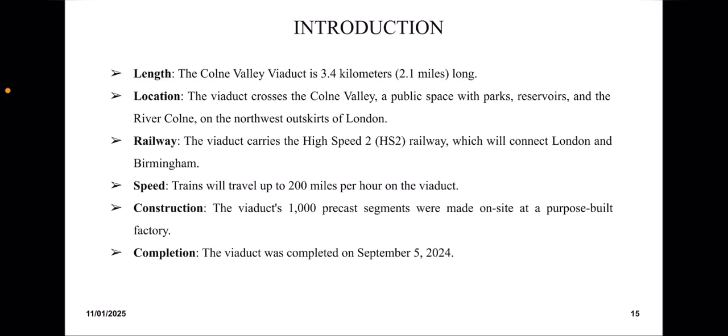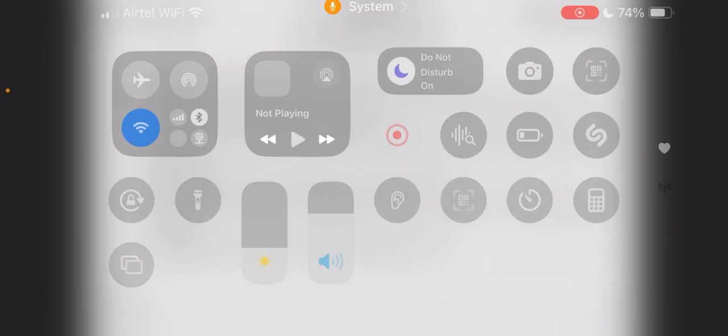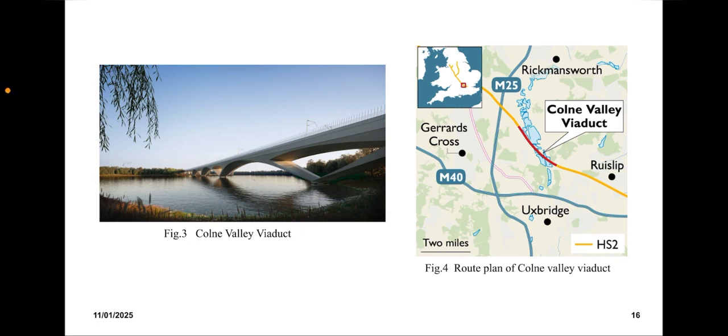It also carries the High Speed 2 railway, which will connect London and Birmingham, and the trains travel at speeds of up to 200 miles per hour. The viaduct's 1,000 precast segments were made on site at a purpose-built factory, and it was completed on September 5th, 2024. These are the pictures depicting the Colne Valley Viaduct and its route plan.